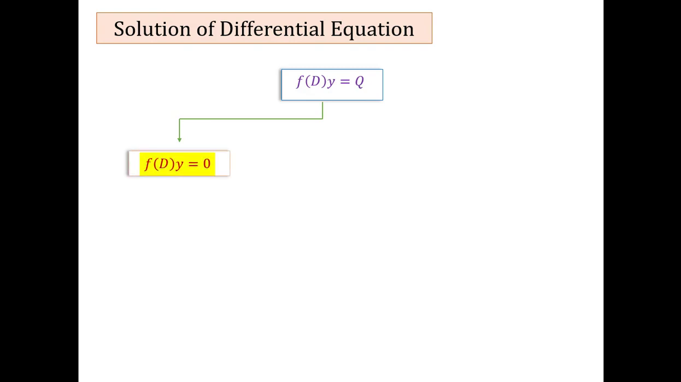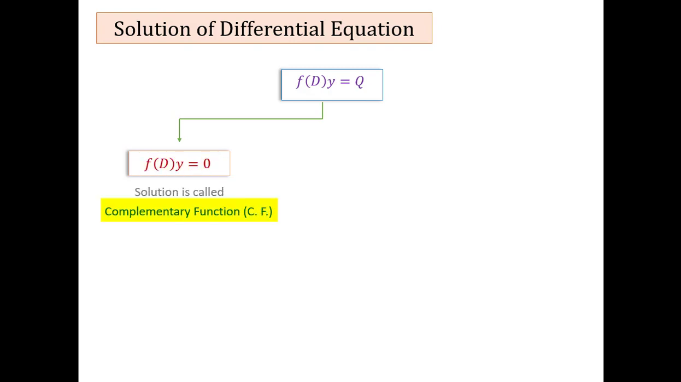We know that the solution of a differential equation means we have to find a functional relationship between dependent and independent variables such that this relation and its derivatives satisfy the given differential equation. Therefore, the general solution of f(D)y = q consists of two parts. For the first part, we will find a function of x which satisfies the linear differential equation f(D)y = 0 and this solution is called complementary function.